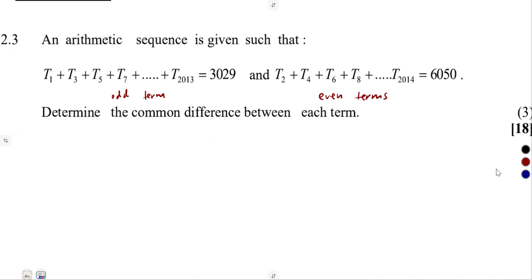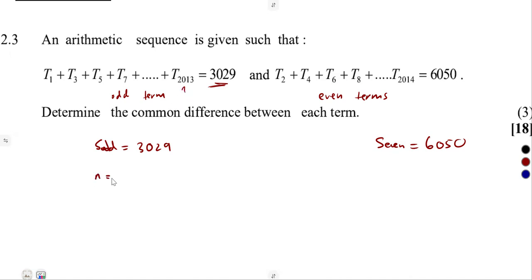Just consider to say, all right, starting from 1 to 2013, how many odd terms do we have? Because they are being added, the sum is there. The sum of odd terms is already given as 3029. The sum for the even terms is already given as 6050. What we need now is to know how many terms are there for odd numbers.